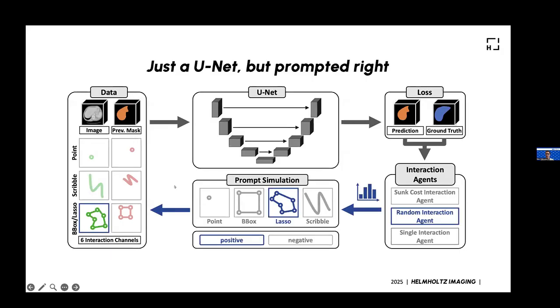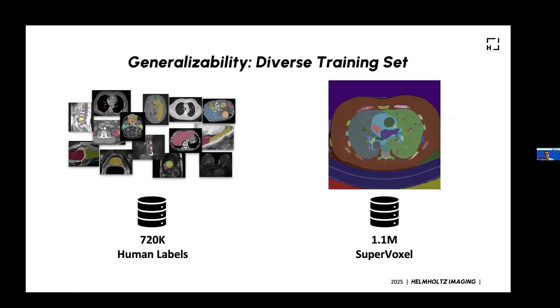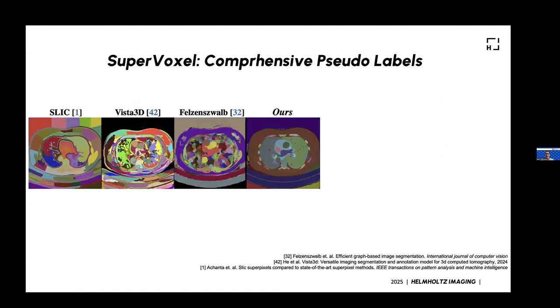And speaking about diversity or generalizability, I talked about it earlier. We have the huge data set of human labels, but humans only annotate specific things. Humans usually don't annotate toenails, so to say. And this is where supervoxels come in. And we heard about this earlier from the Vista talk, that supervoxels are quite popular in the field of interactive segmentation. But we again looked at previous works on supervoxels.